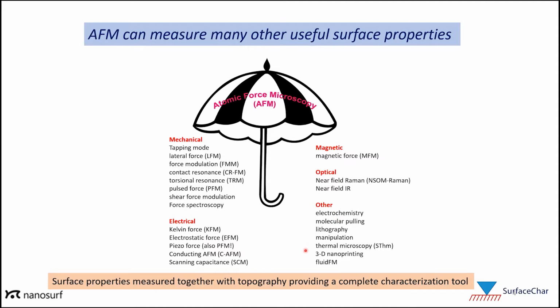But AFM is actually capable of doing even non-imaging type of measurements, which I put loosely into this other category. So for example, you can do electrochemistry. You can have these molecular pulling measurements where you grab onto a protein, for example, and you pull on it and watch the unfolding events. The AFM tip can be used to manipulate or write structures on the surface, or manipulate features, move them around on the surface. So it really is a very powerful tool because of all these properties it can measure, all these things it can do, and it measures simultaneously with topography, thereby providing a very complete characterization tool with nanoscale resolution.